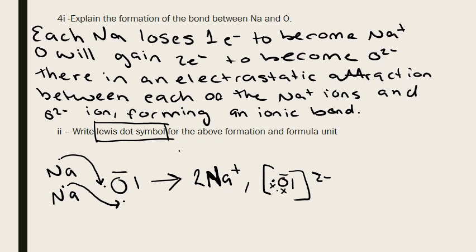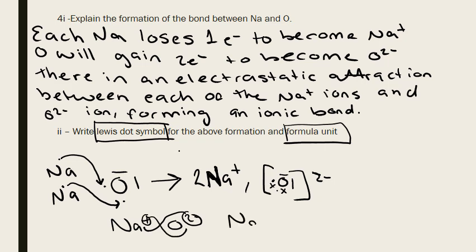We then need to write the formula unit as well. So this is where we use the crisscross. Okay, so that will be Na2O.